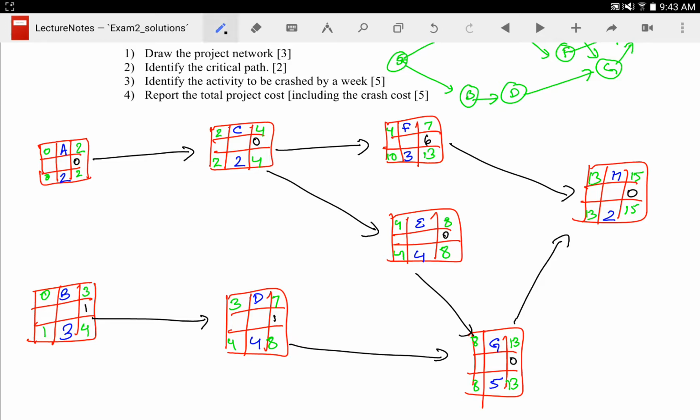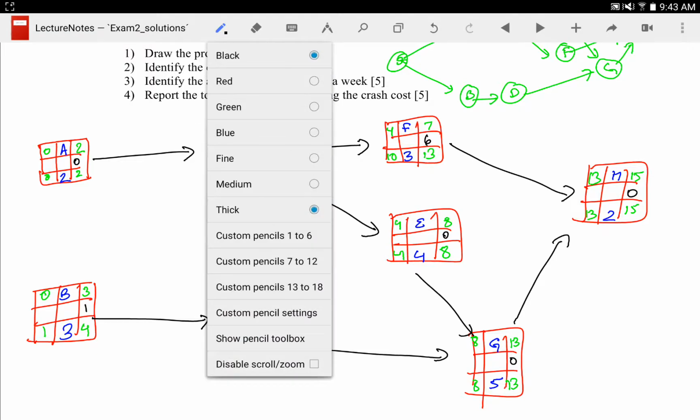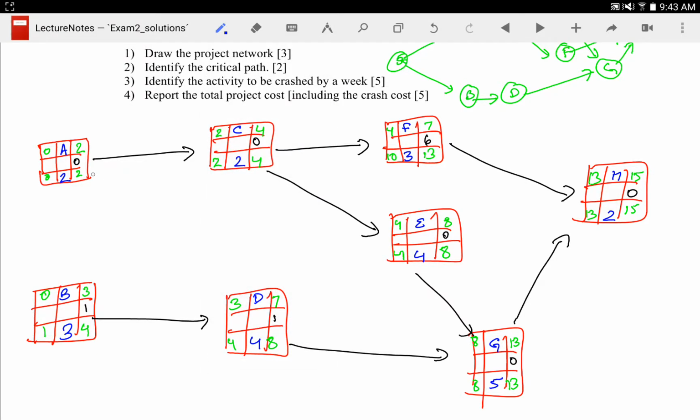So the critical path is the one that follows, let me use a different color here, let me use blue. The critical path follows 0, 0, 0 and 0. So your critical path is A, C, E, G and H. Identify the activity to be crashed by a week.